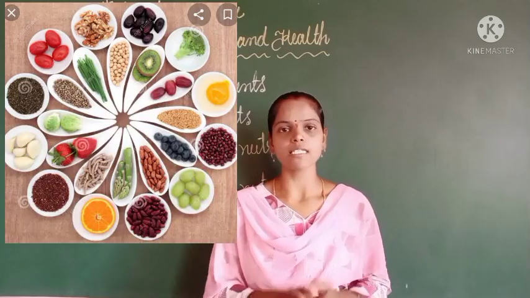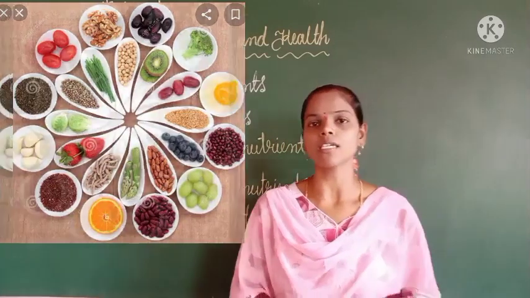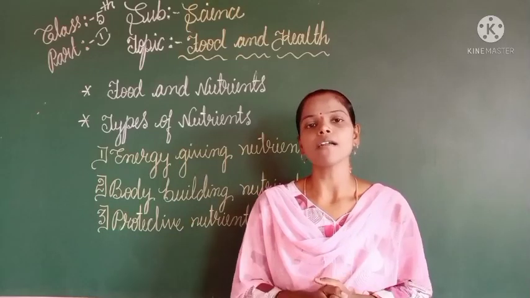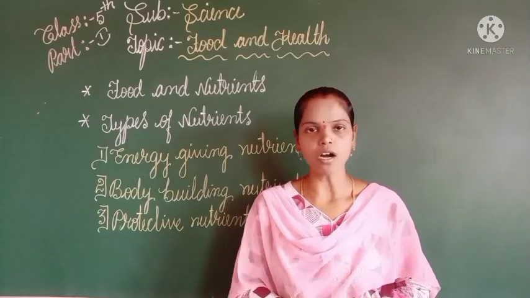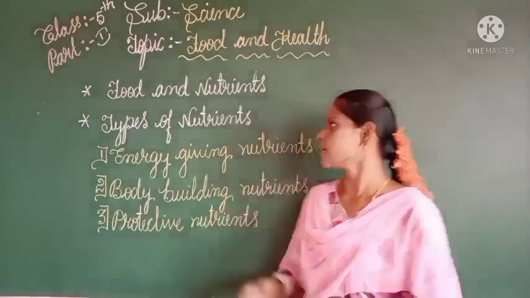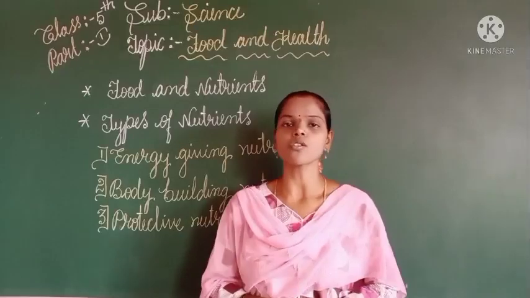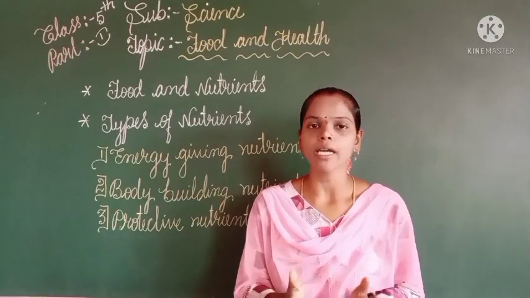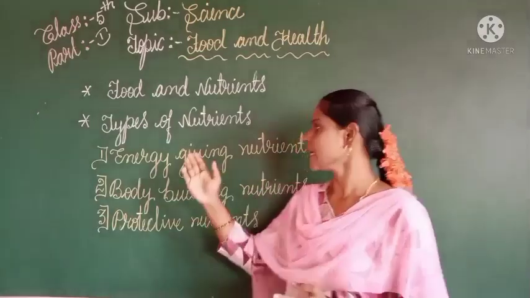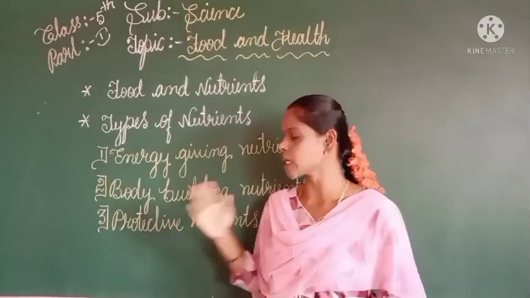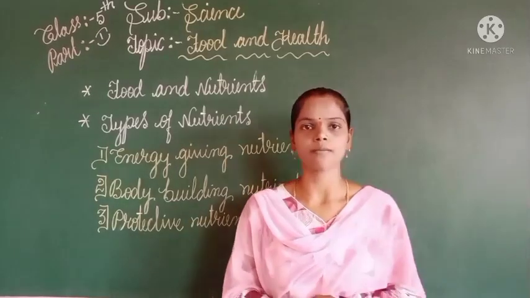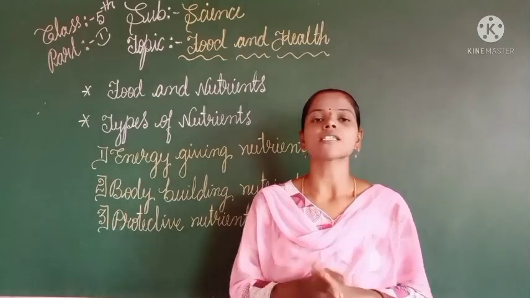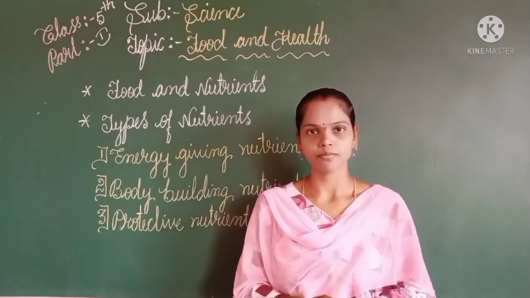So next, dear students, as I said before, the nutrients are the things which are present in the food. So the nutrients are present in all kinds of food. Next point is types of nutrients. So dear students, as I said before, our nutrients are divided into three main parts, such as energy giving nutrients, body building nutrients and protective nutrients. So according to their importance, the food nutrients are divided into different parts.